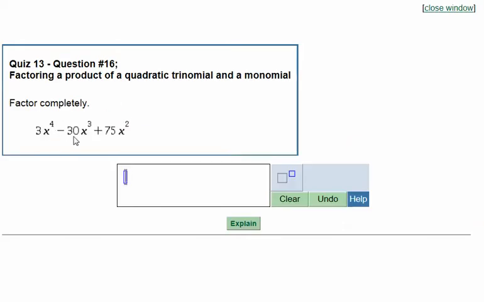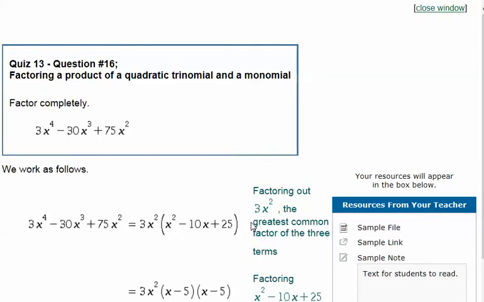Now we're asked to factor this. 30x to the 4th minus 30x to the 3rd plus 75x squared. So what we want to look for is common factors for all three of these. So let's start with just the numerical part. 3, 30, and 75. Well, I can tell that 3 will go into all of those. Now let's look at the x part. X to the 4th, x to the 3rd, x squared. I know those all have at least x squared in them. So when we factor it out, it will look like this.